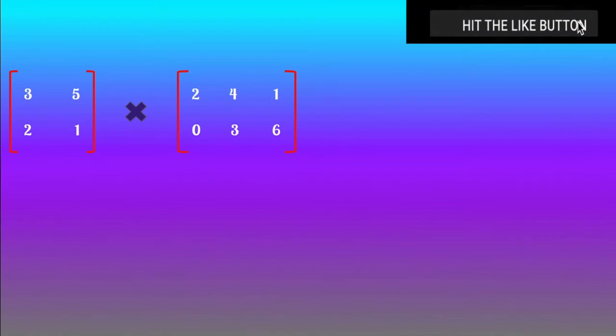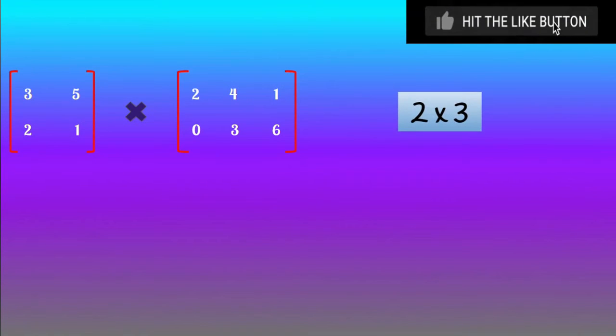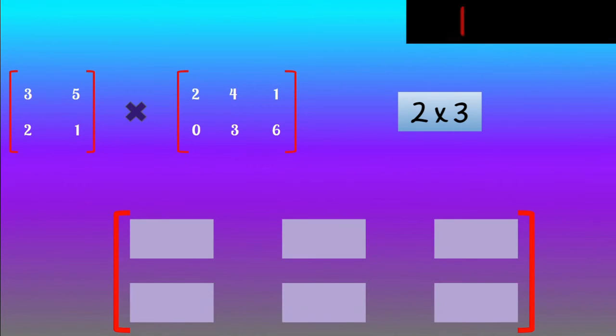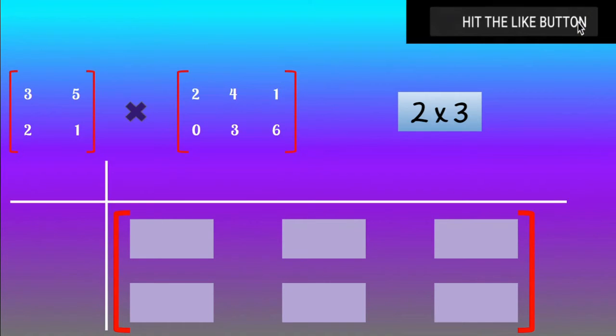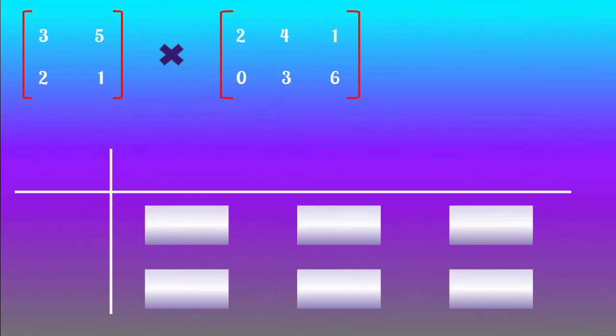So we take our first trick. As seen earlier, when we multiply these two matrices, we should get a 2 by 3 matrix. So our answer should look something like this, where these boxes represent numeric values. Now that we have the structure, let's draw two lines like this, then take away the square brackets. Now this is where the real thing begins.